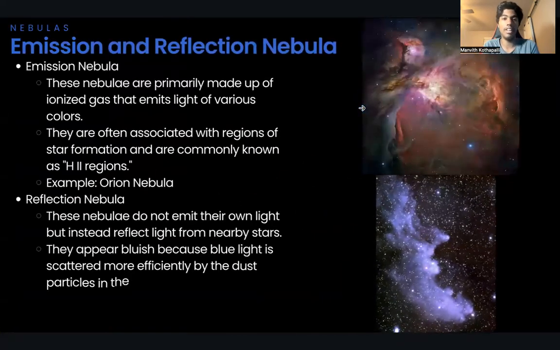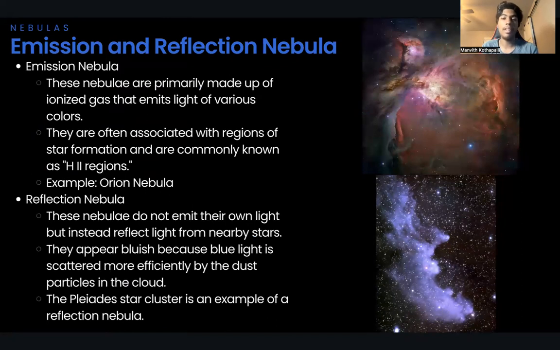First is the emission nebula. These nebulas are primarily made of ionized gas that emit lights of various colors. They're often associated with regions of star formation that are commonly known as H2 regions. The famous Orion Nebula is an example of an emission nebula.